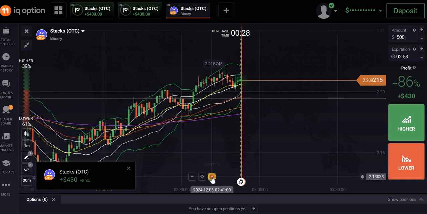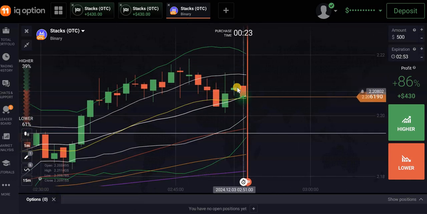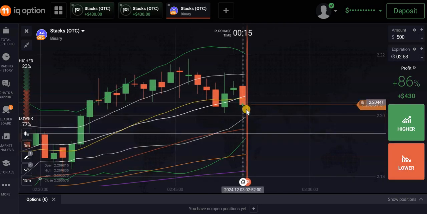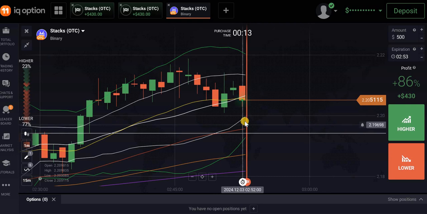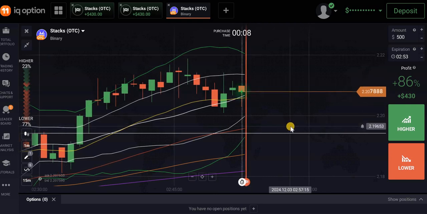Okay, that was very weak. That was a very weak candle. Now with a very weak candle like this, what you expect now is what? A downtrend. But I'm not going to do a put. I'm going to wait for this candle to come down and fail. When it fails to make a red candle, then I'll call this the failure strategy.